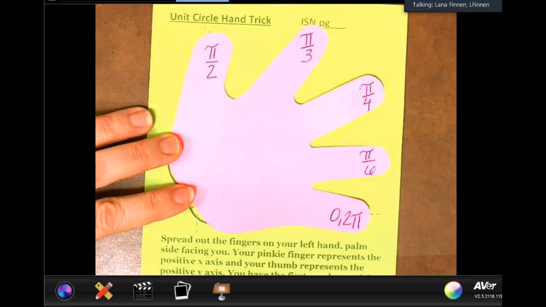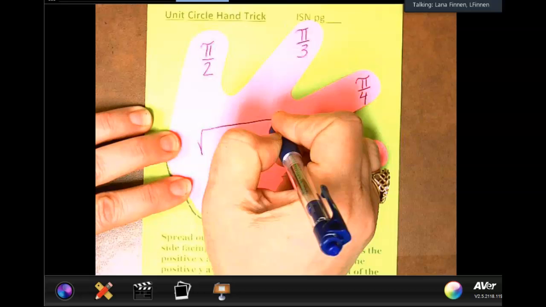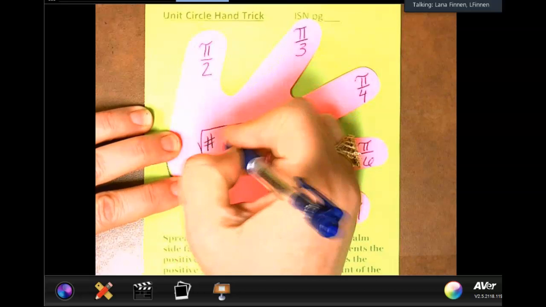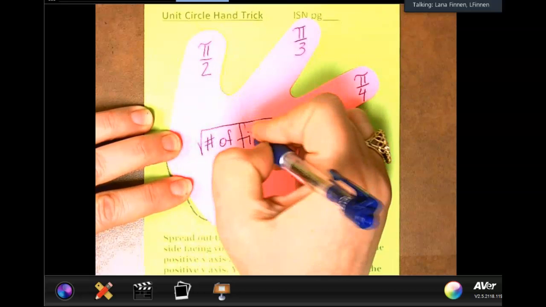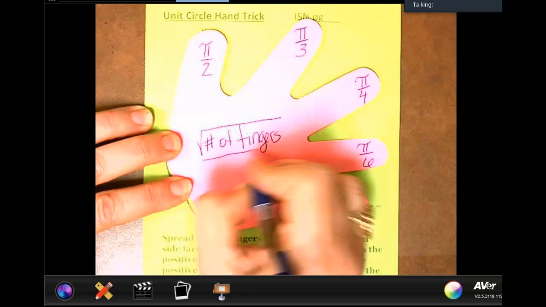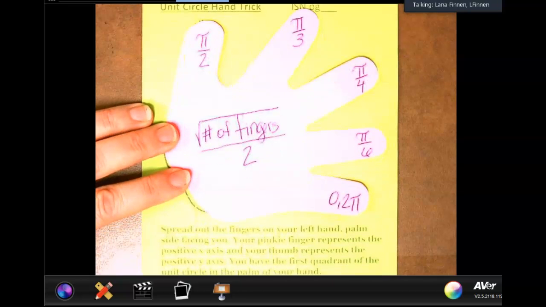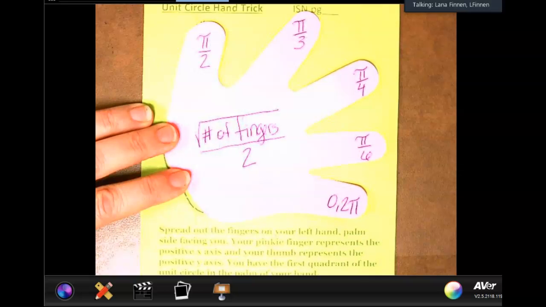All right, so in the palm of your hand, I want you to write a big old square root, the number of fingers, all over 2. And I'll explain to you what that means, but the number of fingers divided by 2. Square root of the number of fingers, I'm sorry.